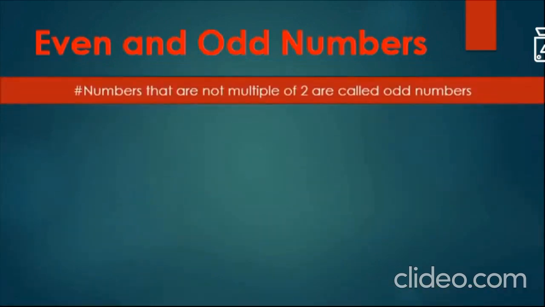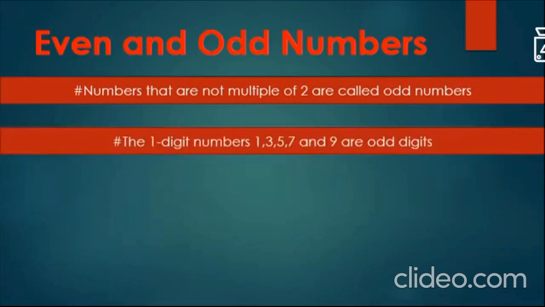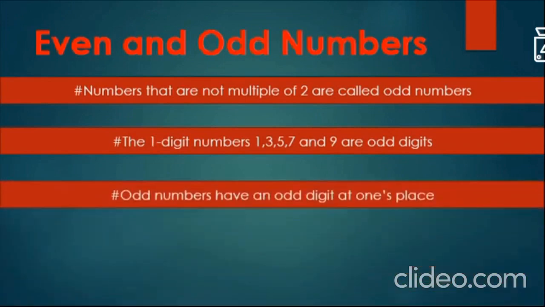Now some odd numbers. Numbers that are not multiples of 2 are called odd numbers. That means the numbers which are not multiples of 2 are called odd numbers. The one digit numbers 1, 3, 5, 7 and 9 are odd digits. Odd numbers have an odd digit at ones place. We have seen when there is an even digit in ones place, that is an even number. When there is an odd digit in ones place, that is an odd number.